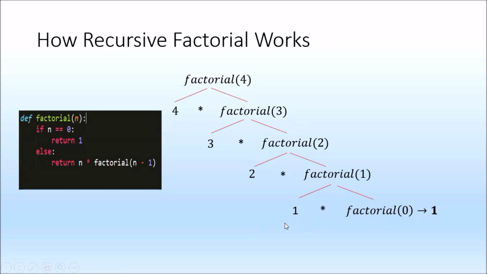And then that solves this problem. What's factorial of 1? It's 1 times 1. And we get 1 here. What's factorial of 2 now? 2 times 1. Factorial of 3 is 3 times 2.